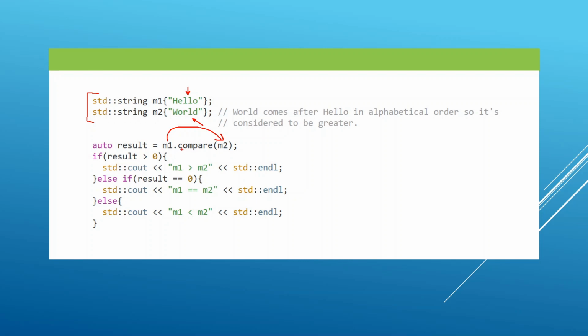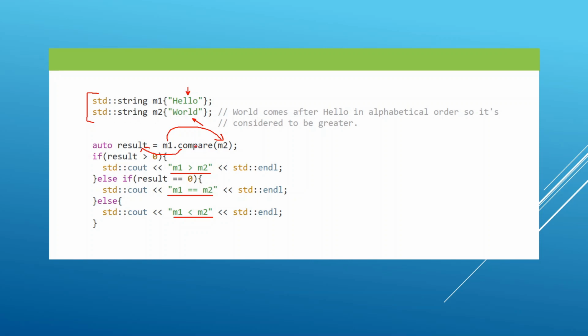But the result of this comparison is going to be stored in this integer, and we can do a pair of if statements. For example, we can say if result is greater than 0, we're going to know that m1 is greater than m2. If the result is 0, we're going to know that m1 is equal to m2. If the result is less than 0, we're going to know that m1 is less than m2. We can do something like this. And if you hop over to the documentation for the compare method in the string class, you're going to see that this is the same behavior.